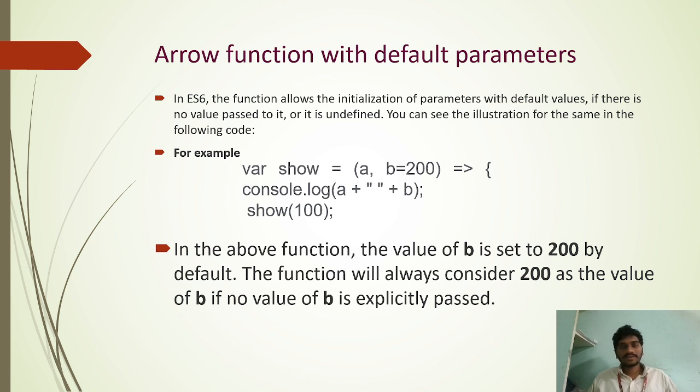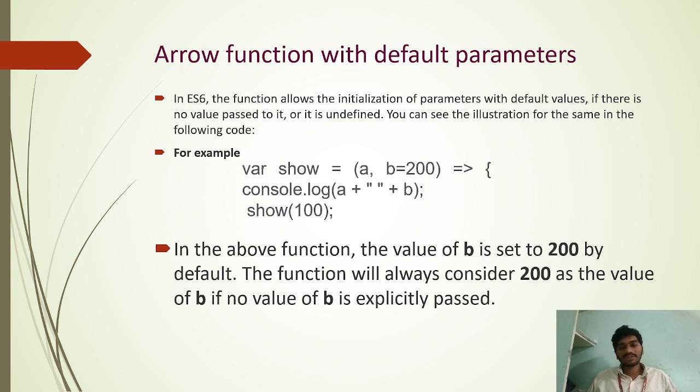You may have seen ECMAScript arrow functions. There is a way we can give a default value in the function declaration, and when you are calling the function, you need not give a value to the default parameters. So, for example, show equals a comma b equals 200. This is the default parameter, and printing it in the console as a plus b, and calling the function with a single parameter as 100 because b is a default parameter.